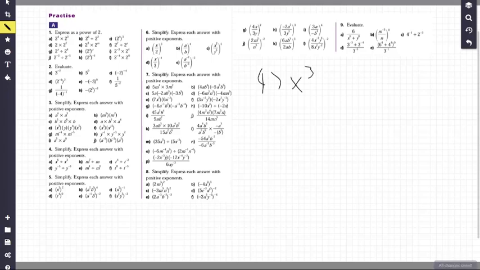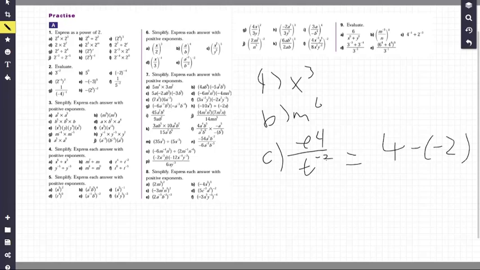This is A, and I'll not write that. B, and then this is M to the power of 6. C, this is, I'm gonna write this out because many of you seem to have a problem with order of operations. So 4 minus -2. What is this? This is actually 6. T to the power of 6.